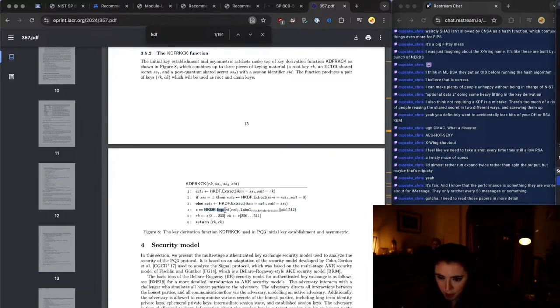Yeah, and then we get the other extract, which relies on the split PRF, and then finally we do our expand, where we take the output of that second extract as our key material, and then we have a bunch of labels, and then we get 512 bits out, and then we split that up into our root key and our chaining key.